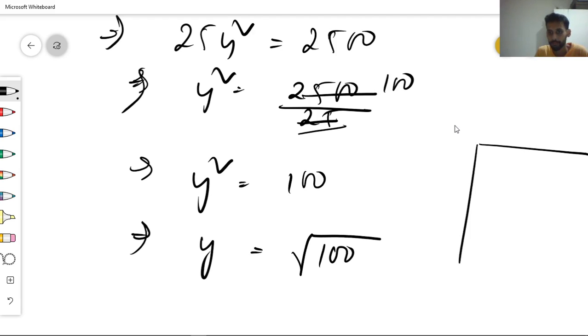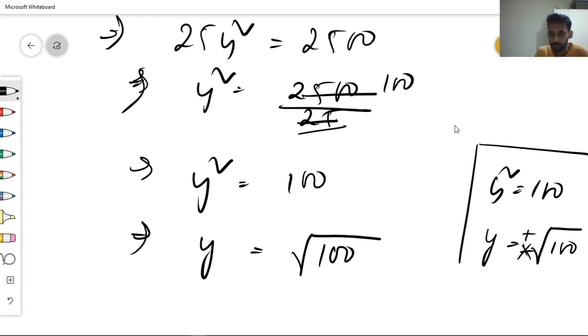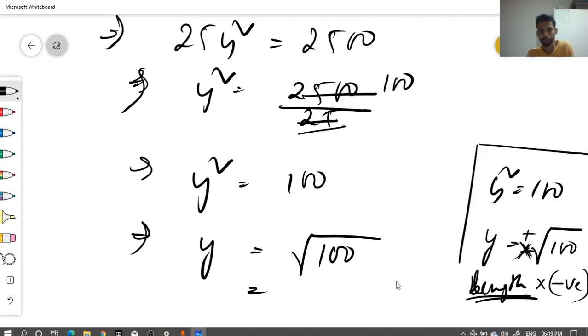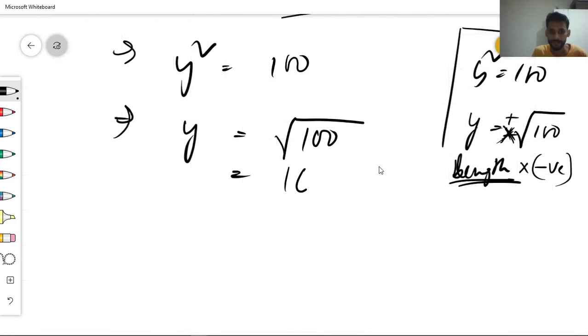But one thing you have to keep in mind is that when y square is equal to 100, the actual result is plus minus 10. But we won't consider this minus because it is length. The length of something cannot be negative, so we don't have to consider this negative sign. So root over 100 is 10, so the result we got is 10.